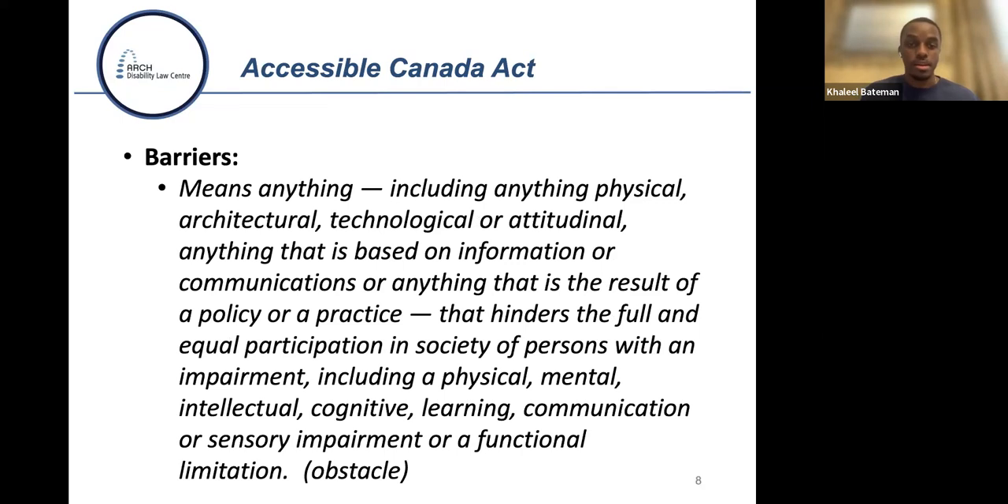The Act states that a barrier means anything, including anything physical, architectural, technological, or attitudinal, anything that is based on information or communications, or anything that is the result of a policy or practice that hinders the full and equal participation in society of persons with an impairment, including a physical, mental, intellectual, cognitive, learning, communication, or sensory impairment, or a functional limitation.